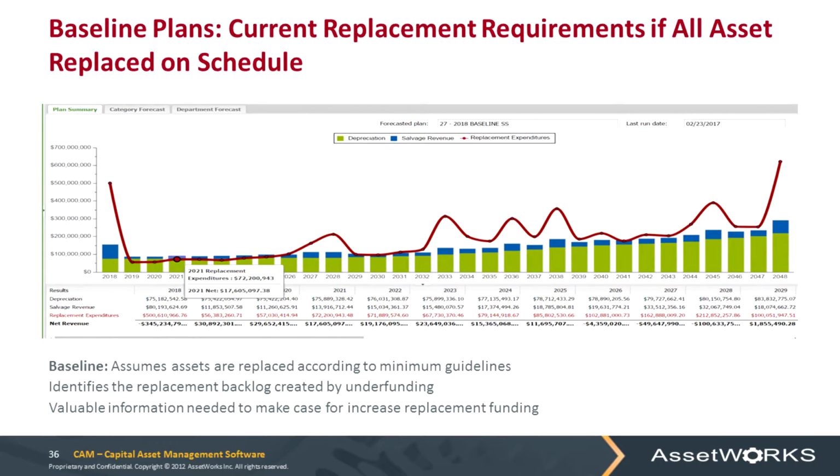This plan assumes the assets are all replaced to the current guidelines that you've set in that previous screen. So we've run this out for 10 years. You can see the replacement expenditure and where they peak. So the idea is to try and smooth this capital plan.